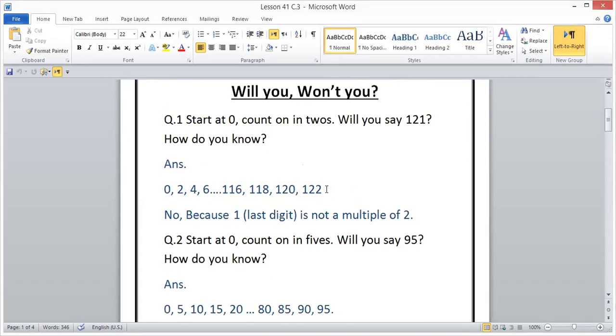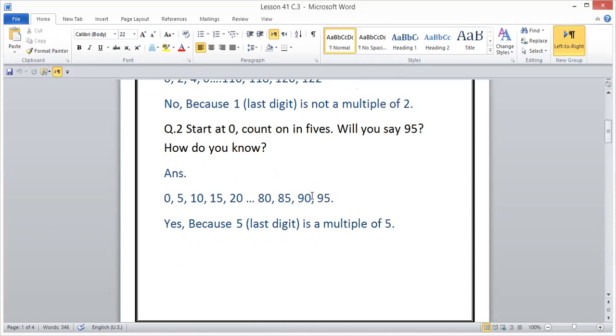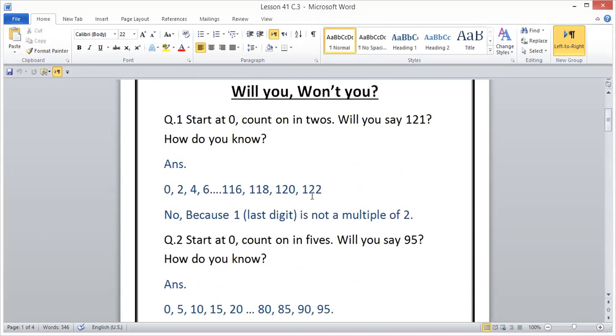And in this topic, you have learned about the multiples of 2, the multiples of 5, and the multiples of 10. And now you are able to identify whether a number is a multiple of 2, a multiple of 5, or a multiple of 10 by just checking the last digit. So a quick revision from the last class, and then we will complete the remaining questions of this exercise.